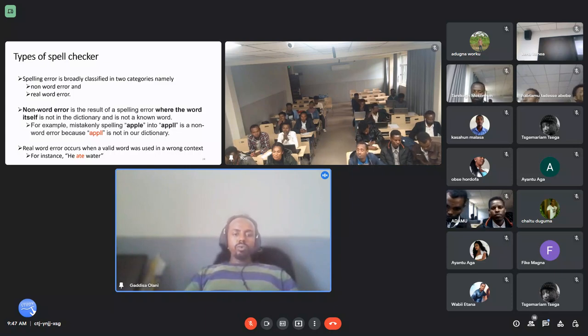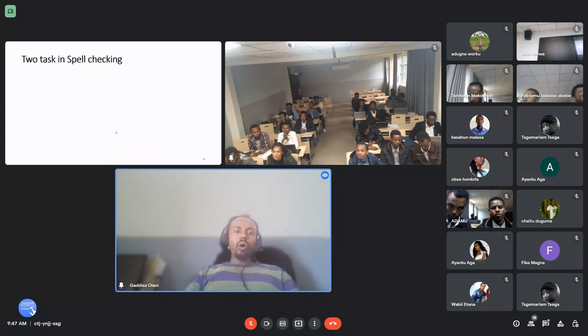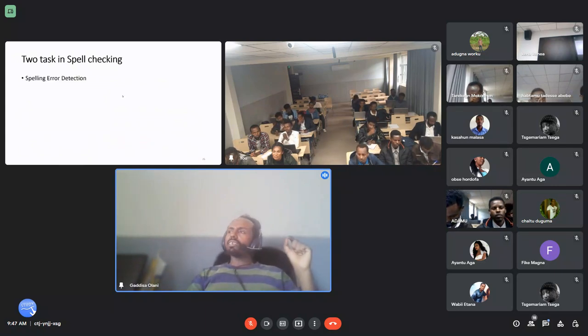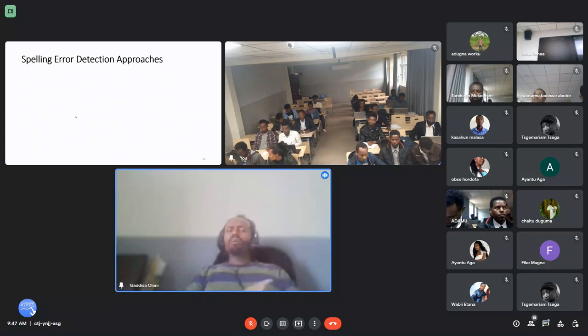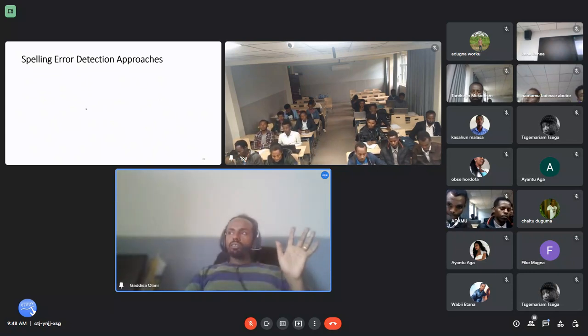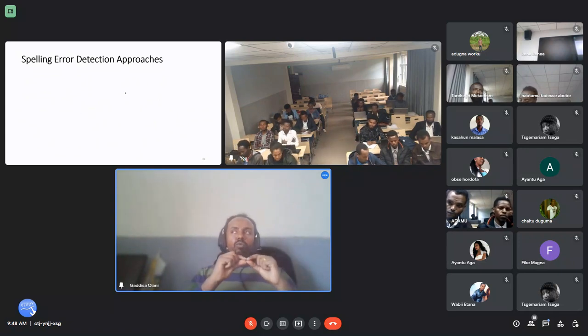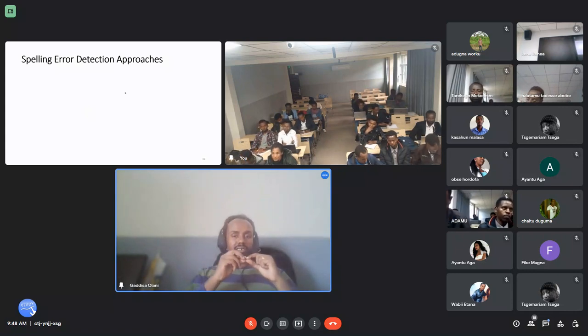So this is what we call non-word error. As I stated earlier, there are two main tasks in spell checking. The first one is detecting the error. The second one is correction or suggestion generation. There are numerous spelling error detection approaches. Previously I said that the Microsoft Office utilized dictionary-based approach for spelling error detection.